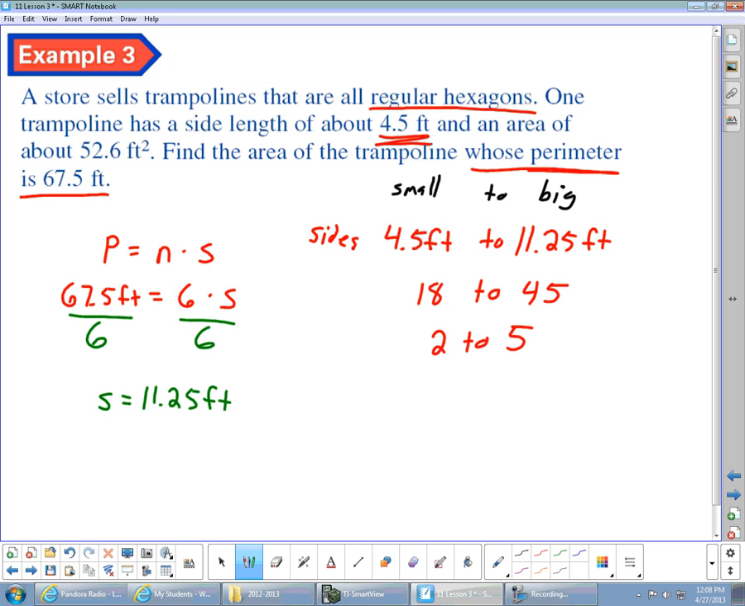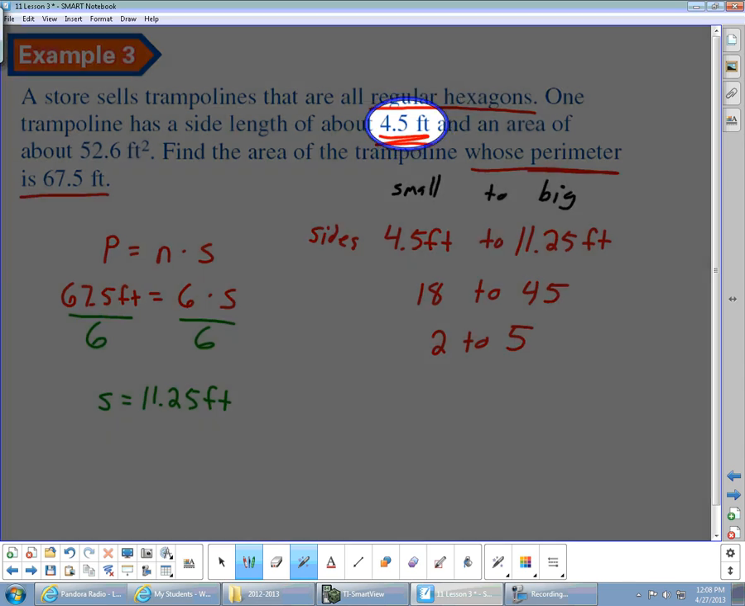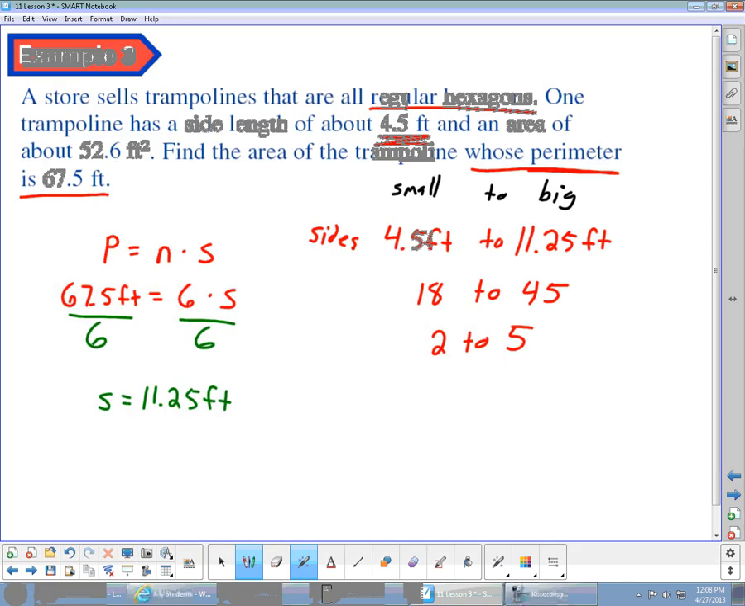Oh, I just thought of another thing we could have done. We could have taken the 4.5 that was right here and multiplied by 6, and actually got the perimeter of the smaller hexagon and compared those two numbers. By comparing those two numbers, we would have also got our ratio of 2 to 5, which is what our sides ratio would be, our perimeters ratio would be, and our scale factor would be 2/5.